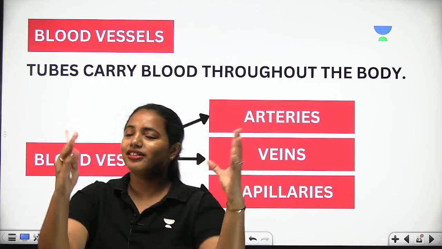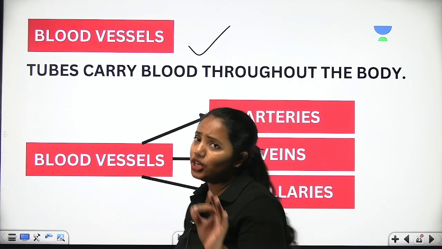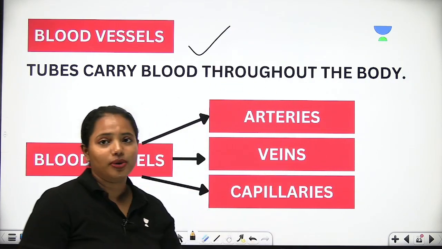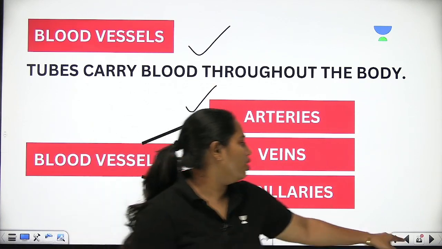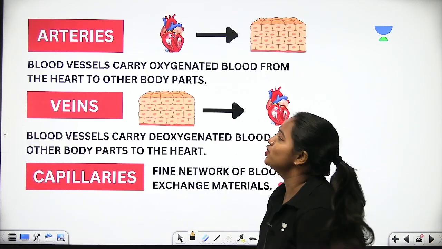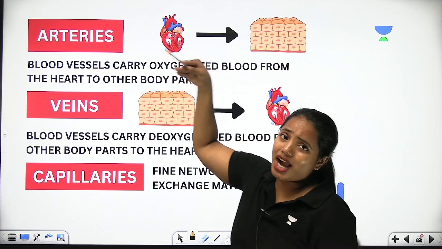So these tubes are nothing but the blood vessels. When you talk about blood vessels, there are mainly 3. What are they? Arteries, veins and capillaries. Now we are moving towards the next one. It's all about the very first one, arteries.